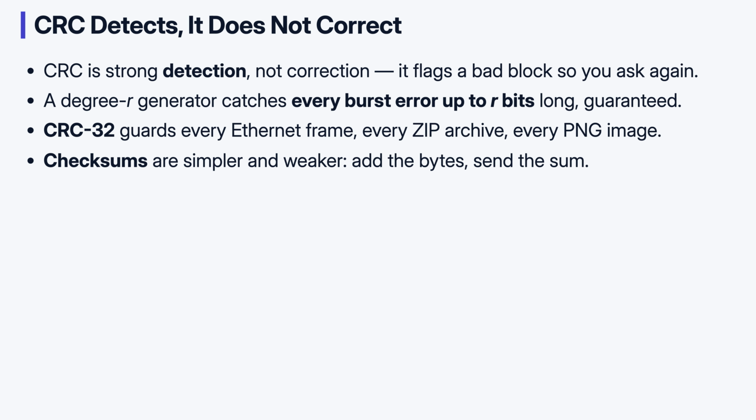Checksums are simpler and weaker. Just add up the bytes and send the sum. Good enough for many jobs. And to correct errors, not just detect them, you reach for a code like Hamming.